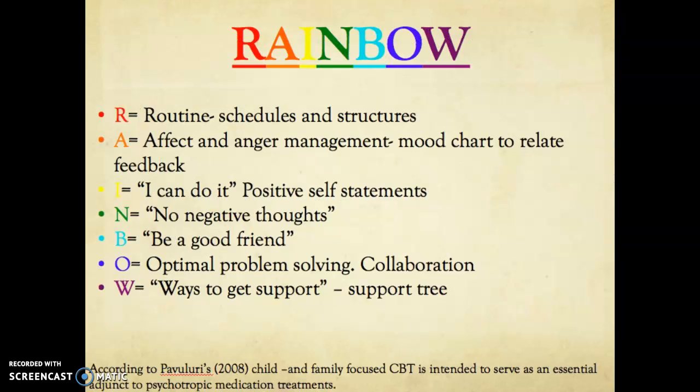I found this technique while doing my research. It's an acronym called RAINBOW, which organizes a team approach to treatment. The goal is to develop a family structure, routine, communication strategies, and coping skills to assist affected students in staying in the middle of the mood spectrum.